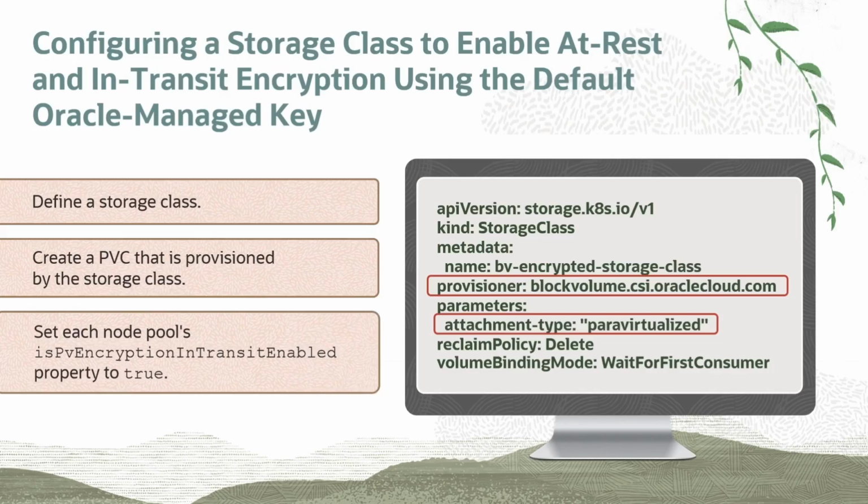Having defined the storage class and created the PVC, you must set each node pool's isPV encryption in transit enabled property to true. You can do it using the CLI, API, or the node pools console interface. I'll transition to the OCI console, and from the node pool's properties, I'll show you exactly where to set the in-transit encryption for the node pool.